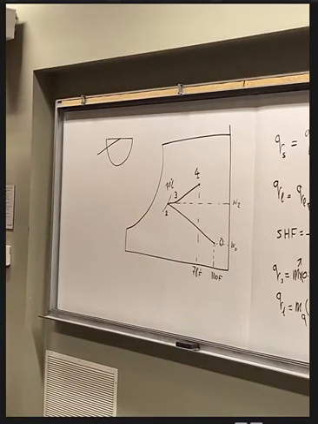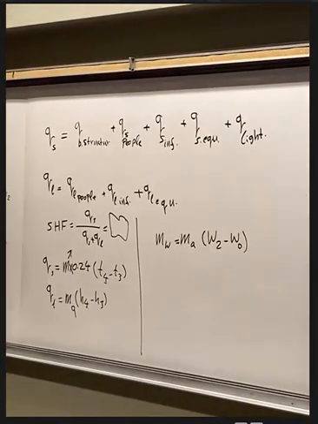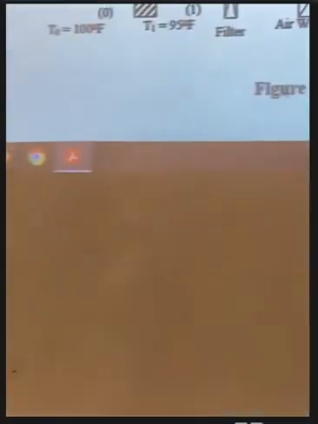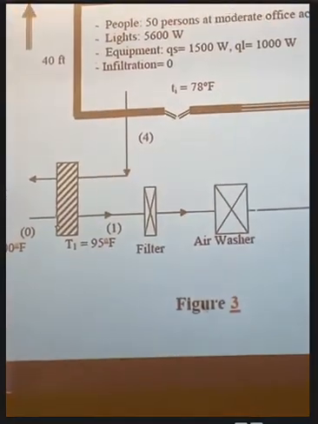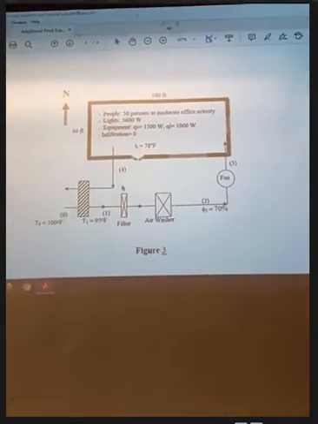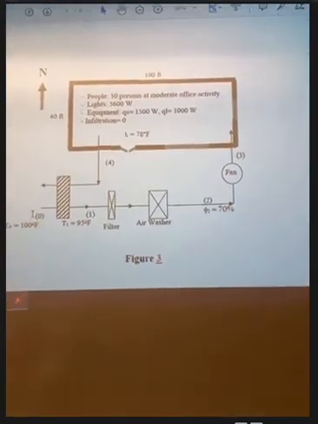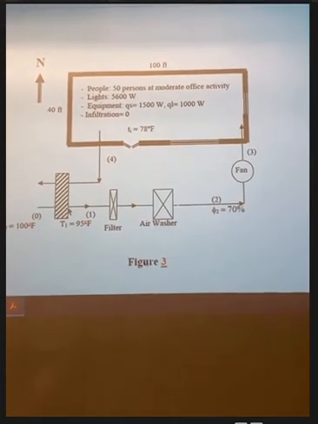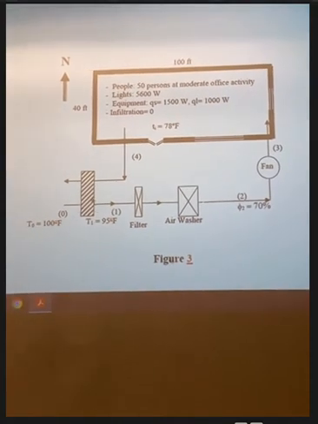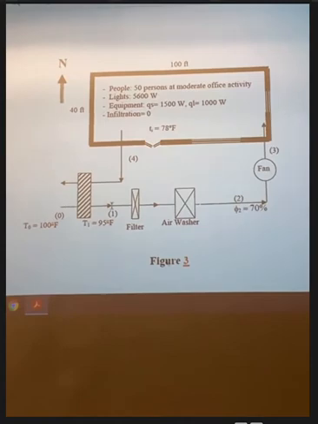The third question is about heat recovery. Discuss the effect of adding heat recovery, similar to figure number 2. We add heat recovery in order to reduce the amount of energy that you spend to cool the air. The air will leave at 78 Fahrenheit and it will come in at 100 Fahrenheit. That's why we are able to recover part of this heat and move it to this side in order to reduce the temperature of the fresh air.